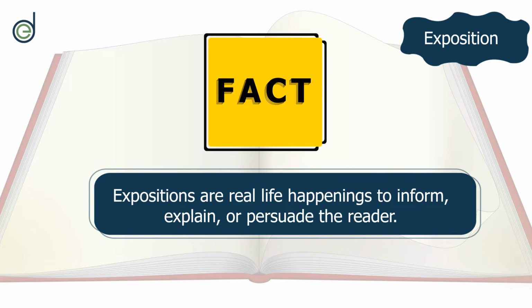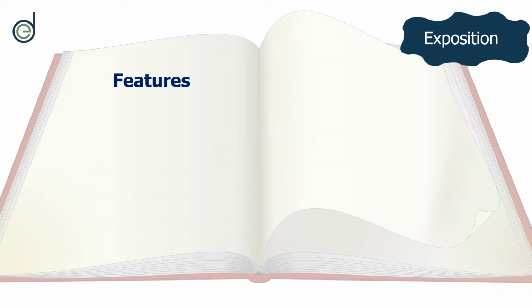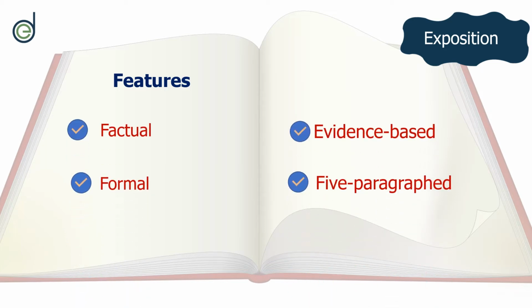Expositions are real-life happenings to inform, explain, or persuade the reader. Examples include textbooks, magazines, brochures, newspapers, and articles. Features of an exposition are that they are factual, formal, evidence-based, and have a 5-paragraph approach.